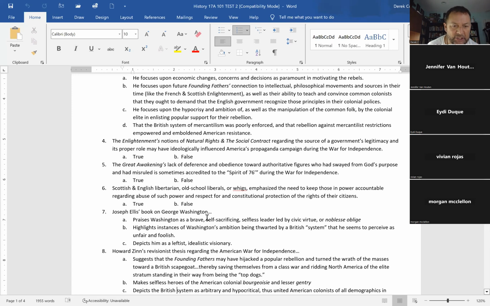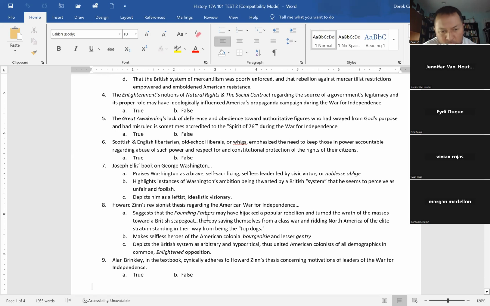The Scottish and English libertarians or Whigs emphasized the need to keep those in power accountable regarding abuse of such power and respect for and constitutional protections of the rights of individual citizens. Absolutely. All right. Number seven, Joseph Ellis's book on Washington is number three on that handout. So remember, he had all those ambitions that Washington had, that were thwarted in a system of nepotism, of choosing people based upon their connections to the British throne instead of by merit. And he thought that those rules were unfair and foolish.